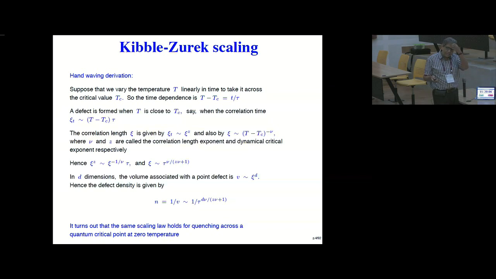Now, interestingly, it turns out that the same kind of scaling law holds if you quench across a quantum critical point at zero temperature. So this was a classical system that I discussed, where you quench across a critical temperature. But now I'll tell you about what happens when you quench a quantum system across what is called a quantum critical point.